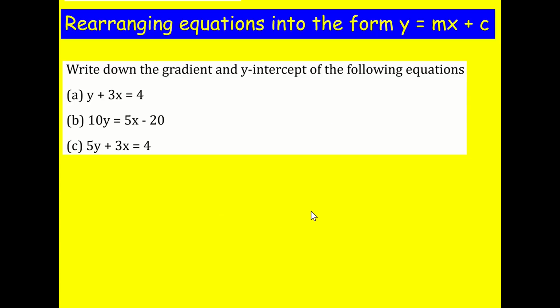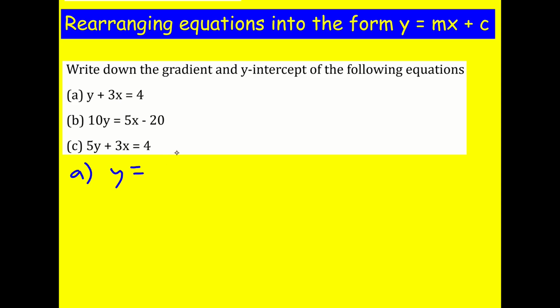So I suppose what I'm going to say is, now that I've gone through that starter question, can you try and reproduce what I've said and try to work out the gradient and y-intercept of each of these lines? Otherwise, I'm going to go through it from scratch now.